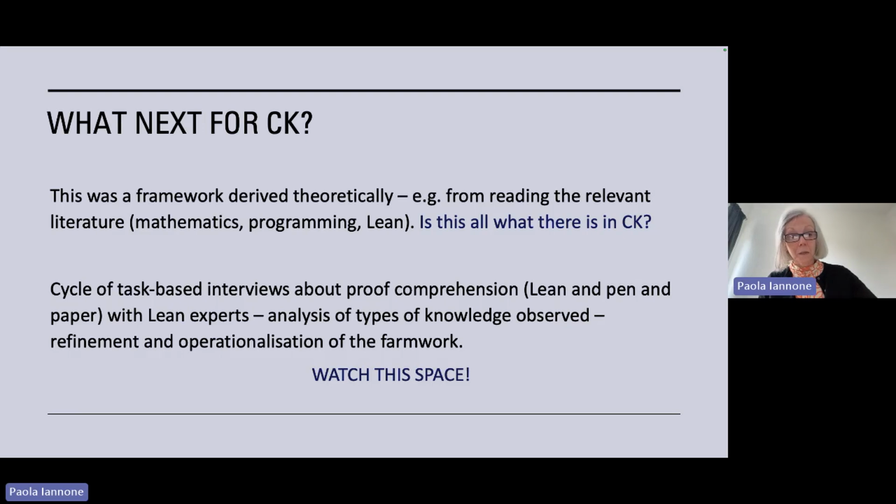What my student Chiara is doing now is interviewing Lean users whom we think are capable Lean users. So these are not first-year students who are starting to use Lean. She recruited Lean users through the Zulip chat, and she's getting them to do tasks in a task-based interview setting to see, first of all, whether we can refine these categories that we have just talked about, and whether there is anything that we're missing. So is there anything that we cannot see from an analysis of the literature, but we can see in practice? Watch this space, because she's still collecting data.